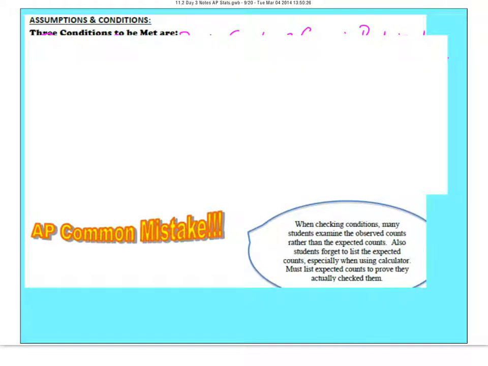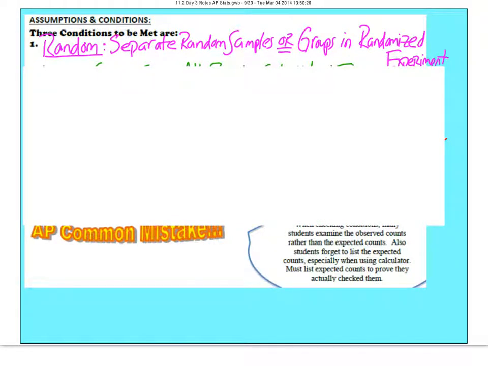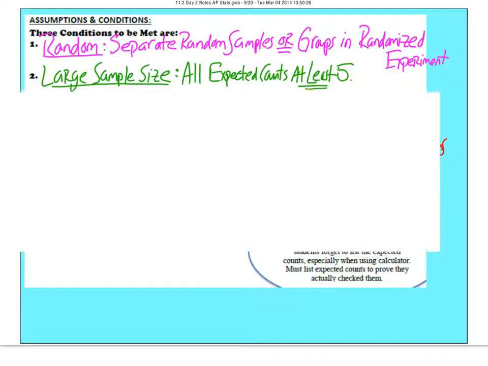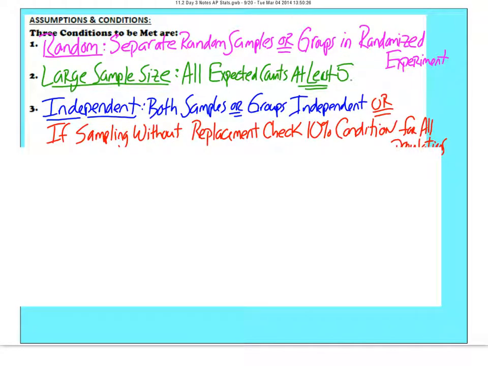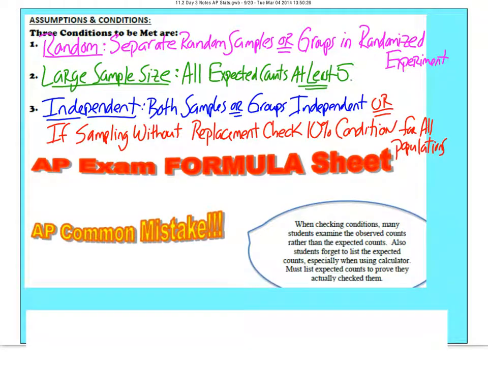The conditions are the same as they were for the goodness of fit. The first thing you're going to want to do is check for randomness, that is, separate random samples, or you have groups in a randomized experiment. The large sample size: all expected counts must be at least 5. And for independence, both samples or groups are independent, or, if you are sampling without replacement, you must check the 10% condition for all your populations.